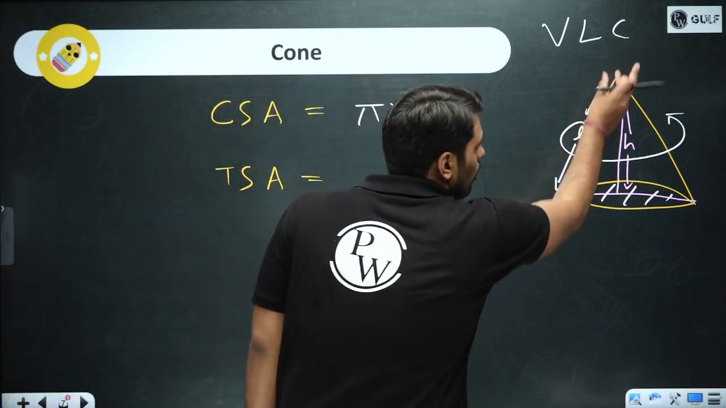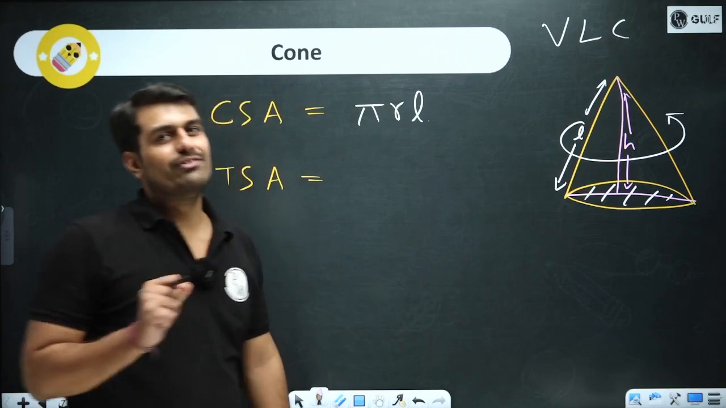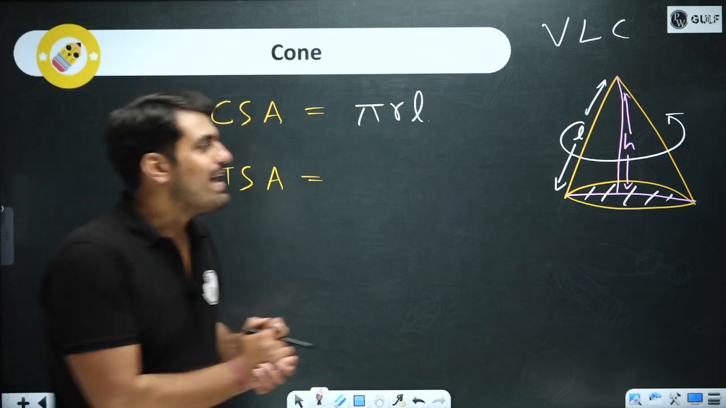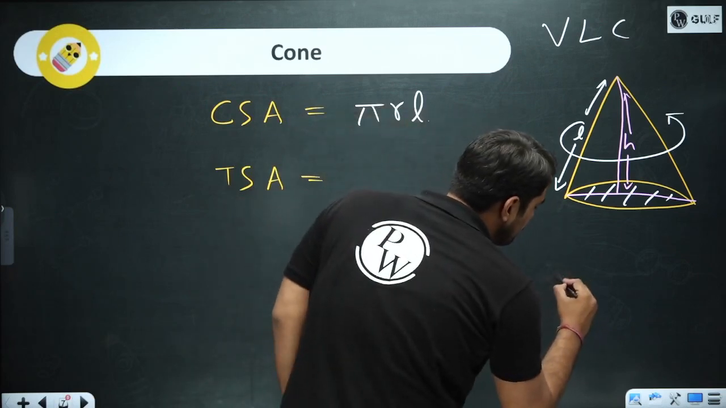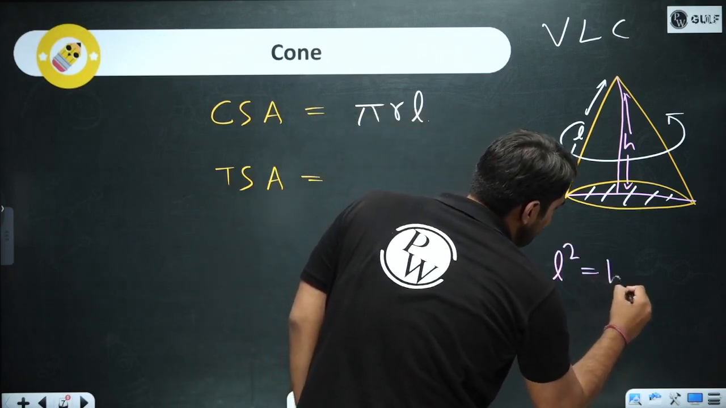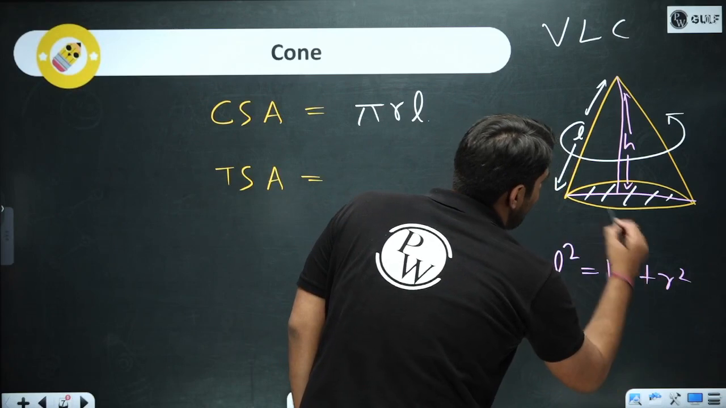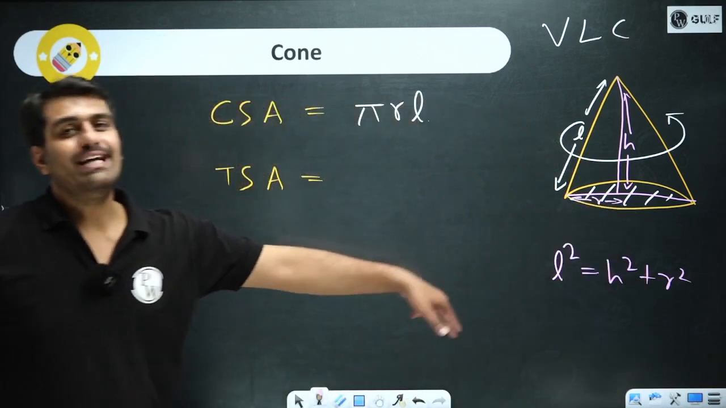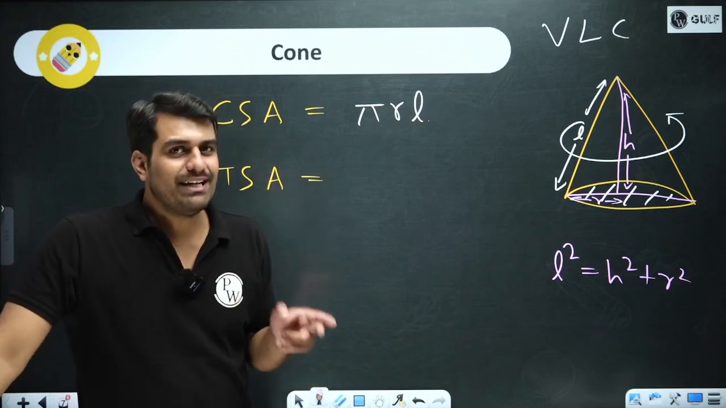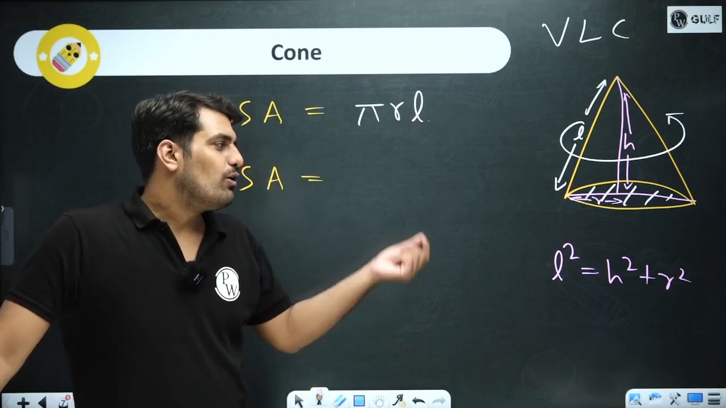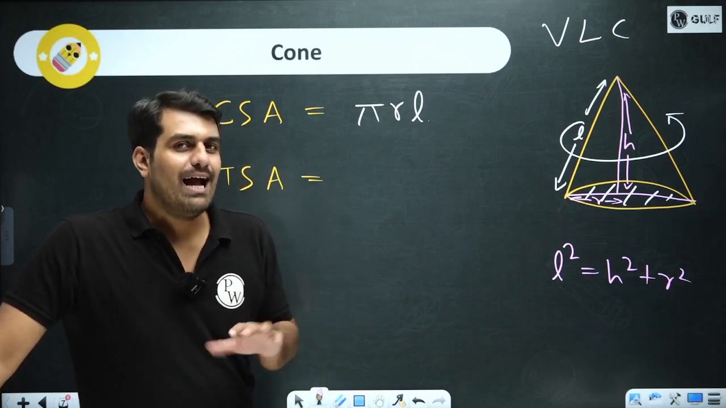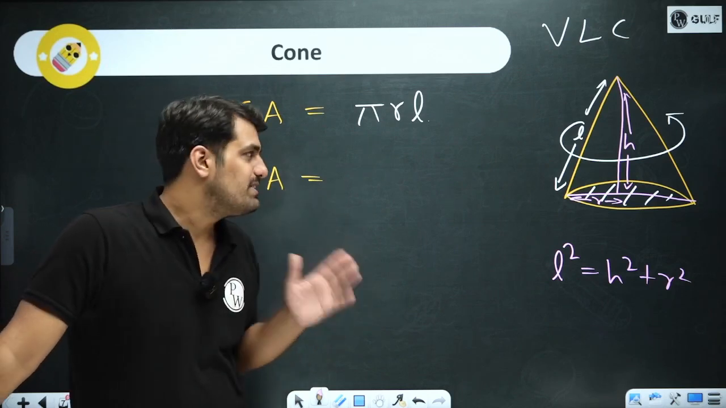If you observe the 2D figure of it, you will see a right angle triangle, and a right angle triangle always involves the Pythagoras theorem. So L square is equal to H square plus R square, and R is this part of the base. That's the relation for converting height and radius into the slant height, or slant height and radius into the perpendicular height. Whichever two are given, you can get the third one, and that is what they are going to give you in the problem statement.